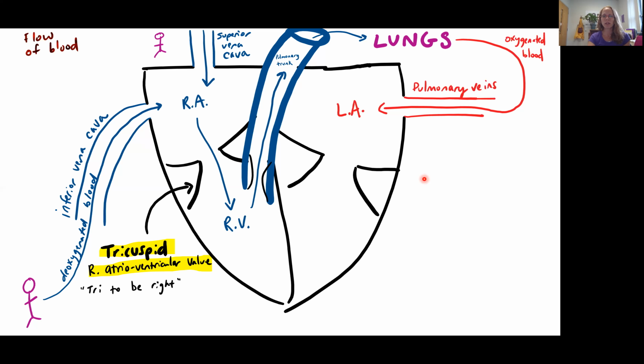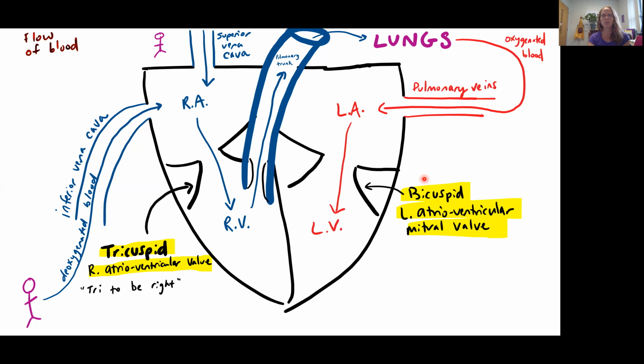Okay, from the left atria, we are going to move through another valve. Now, this valve actually has 3 names. You can call this one the bicuspid valve, the left atrio-ventricular valve, or left AV, or the mitral valve. So you've heard these names before.